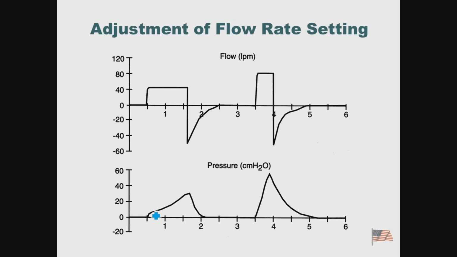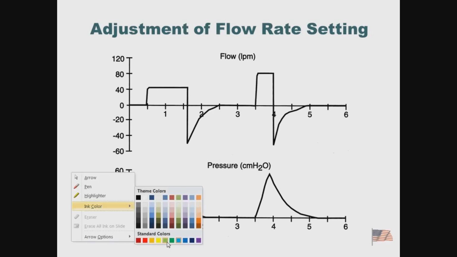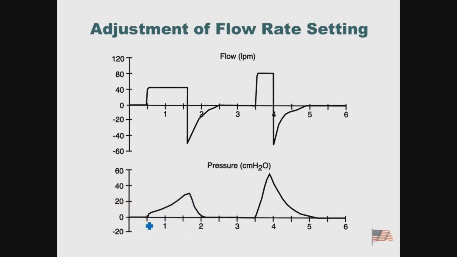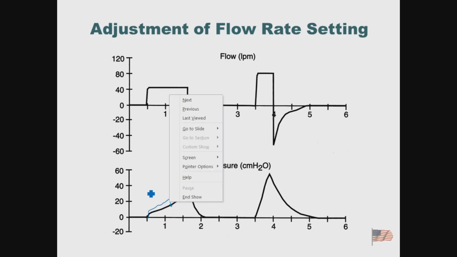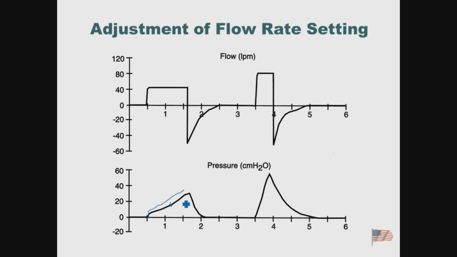So here I have a little bit of that scooping out. Actually, let me change that. This curve should look like a straight line. It's got a little bit of scooping out, so that must mean there's some inadequate flow. I go ahead and increase my peak flow, and now I have a nice straight line rise.